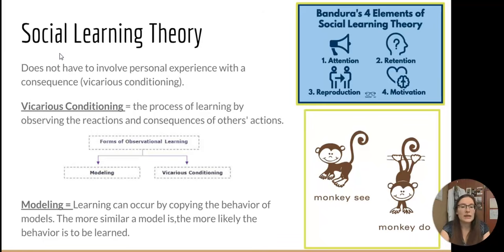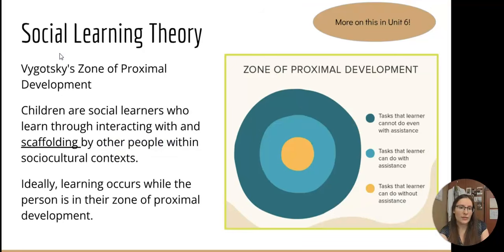Modeling is going to be us copying a particular behavior. The more similar models are to us, the more likely we will tend to mimic their behavior. And we'll get more into the details of this theory later on in the unit. There's also Vygotsky's zone of proximal development, and we'll see this again when we talk about development.